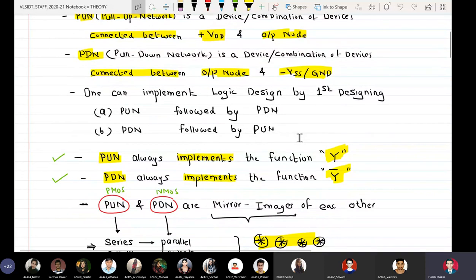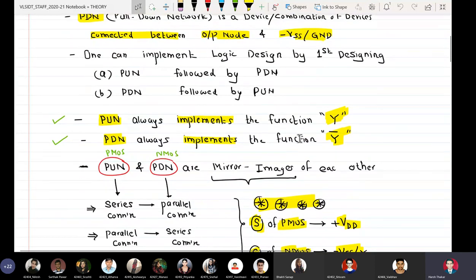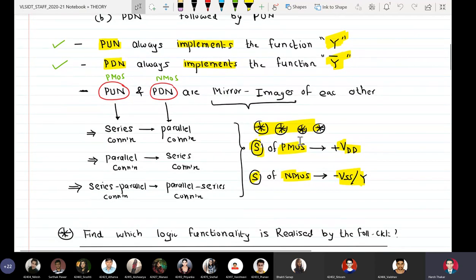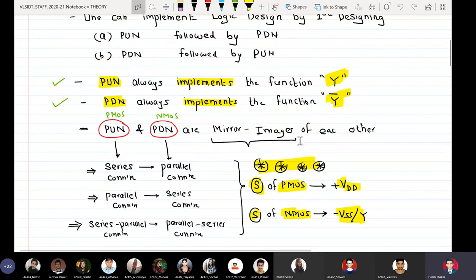Also remember that PUN and PDN are mirror images of each other. And we also have a very important rule which we are going to use today: a pull-up network always implements the function Y, while pull-down network always implements the function Y bar. When we say that PUN and PDN are mirror images of each other, that means if the pull-up network contains a series connection between PMOSes, then pull-down should contain a parallel connection between NMOSes. If PUN contains parallel connection between PMOSes, PDN will contain series connection between NMOSes. If PUN contains series-parallel connection between PMOSes, PDN will contain parallel-series connection between NMOSes.